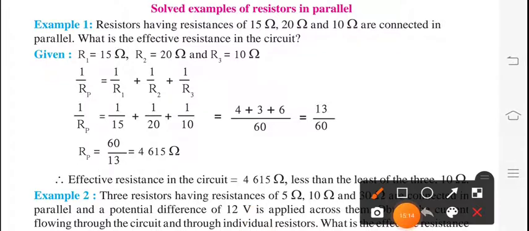Here is the solved example for resistors in parallel. Example: resistors having resistance of 15 ohm, 20 ohm and 10 ohm are connected in parallel. What is the effective resistance in the circuit? First of all, we will write the given things: R1, R2 and R3. The condition given is parallel.